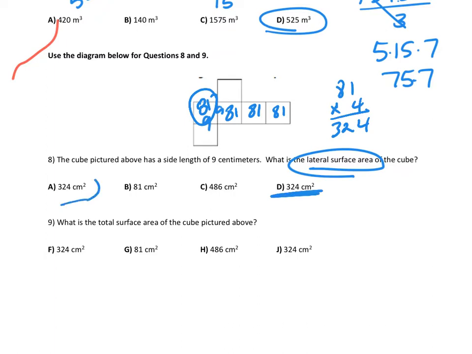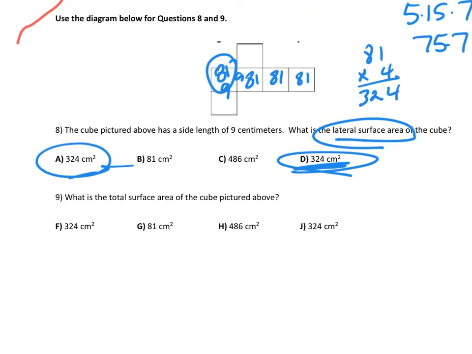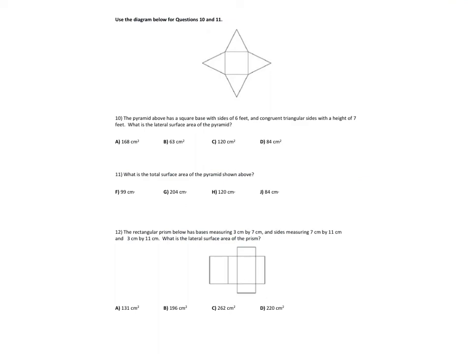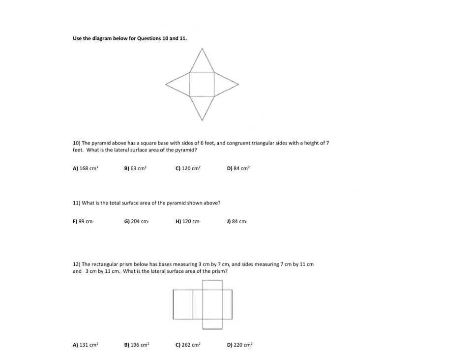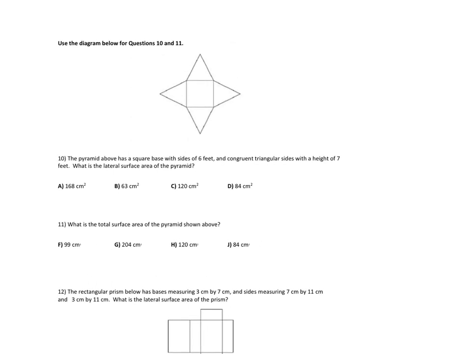There's an answer here and an answer here, so both of them are circled, okay? What if that happens on a test? Then I would probably fix it. What is the total surface area of the cube? Now you would just add in these two boxes here and here. They're 81 too, right? So then you would say 81 times 6 is 486.